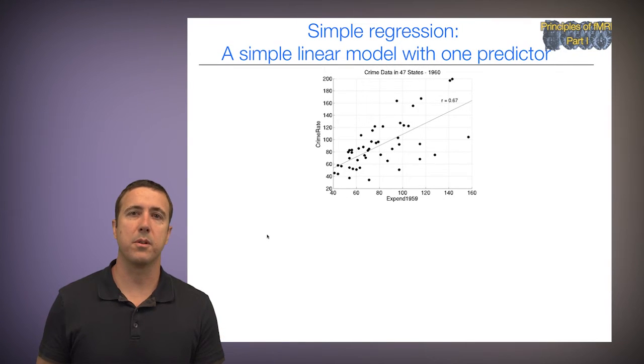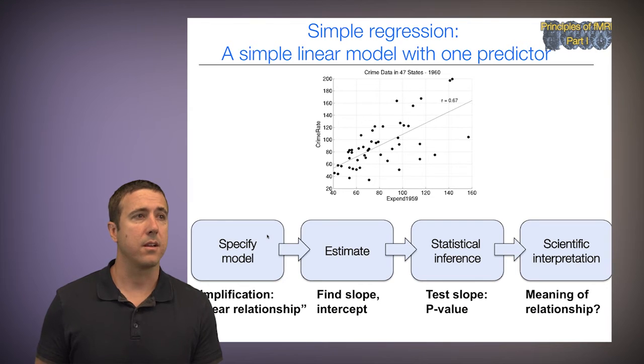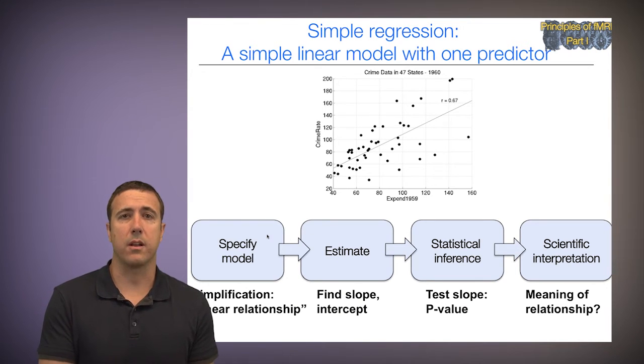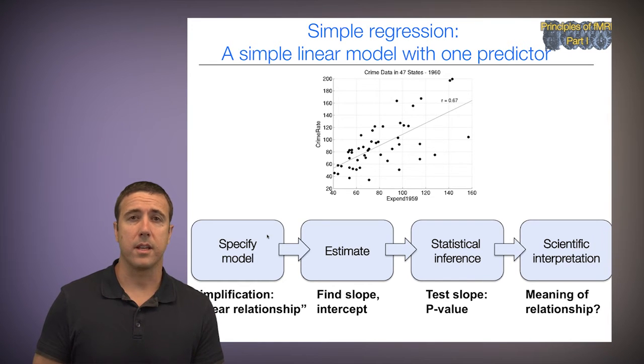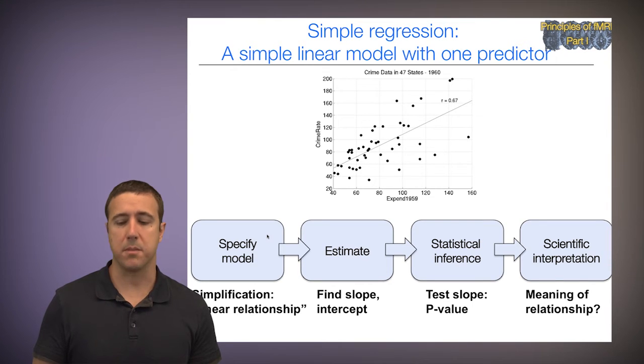This is an example of a simple linear regression, which is a simple linear model with one predictor. The stages are, first, we specify the model. In this case, the simplification of the model is that there's a simple linear relationship between the predictor and the outcome. Then we estimate the model, and here we're finding the slope of that line and the intercept. The next stage is inference. So we're going to test that slope statistically, which means we're essentially going to come up with a p-value. What's the probability that we'd observe a slope like this by chance? And then finally, a scientific interpretation. What does this relationship mean?